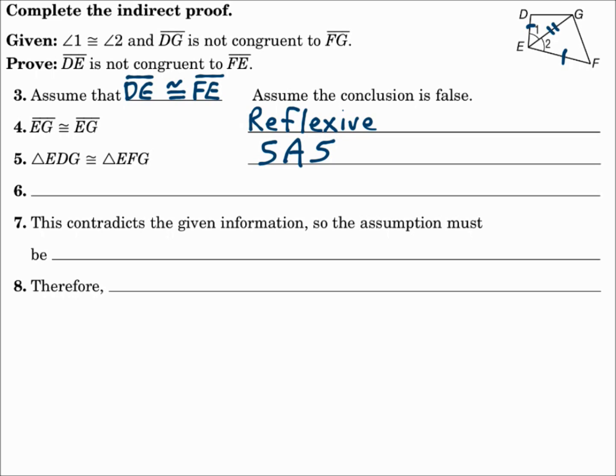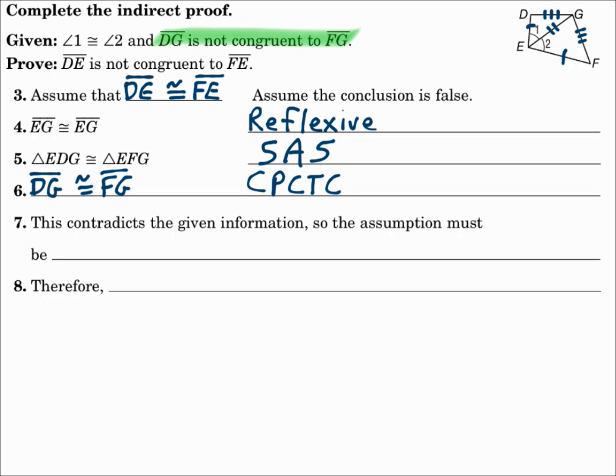Now, if triangles are congruent, then all of their parts have to be congruent, which means all the corresponding segment pairs and all the corresponding angle pairs have to be congruent. One of those segment pairs is segment DG and segment GF. So I can say segment DG is congruent to segment FG, because corresponding parts of congruent triangles are congruent.